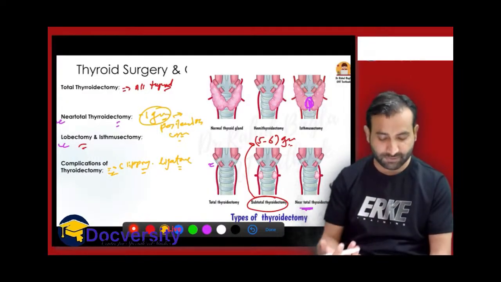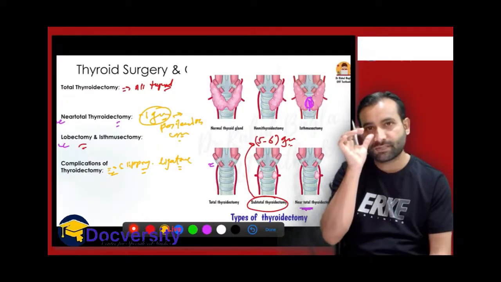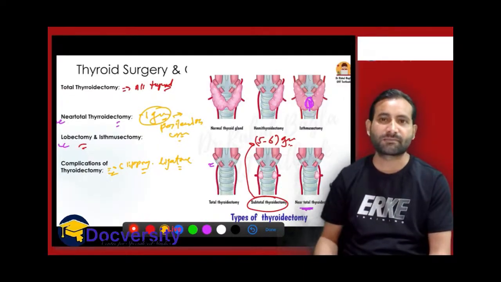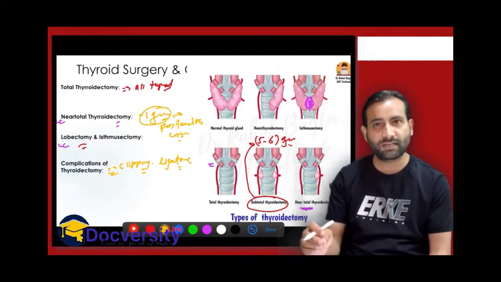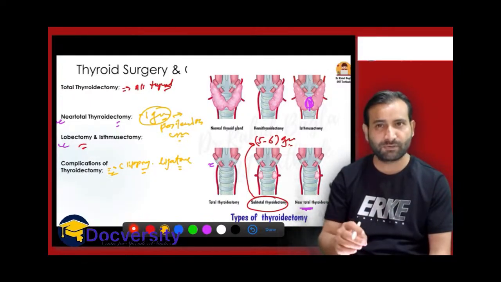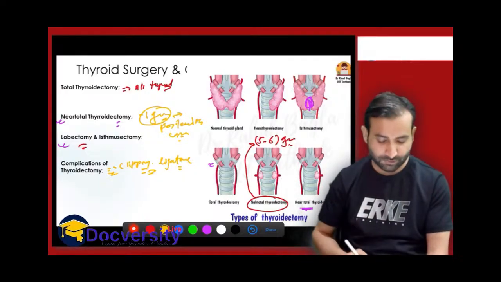So if the patient has rebleeding, they will ask you another question: what is your immediate management? The immediate management is you have to take the patient to the OT again and reopen, evacuate the hematoma, and then resuture it, right? So please remember this one.